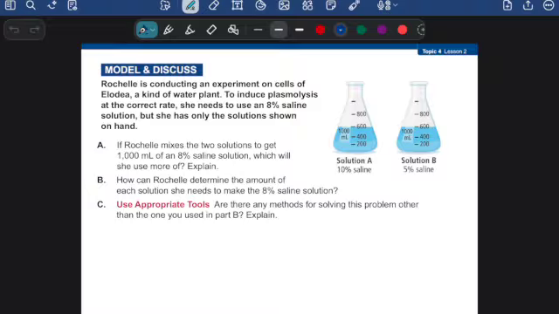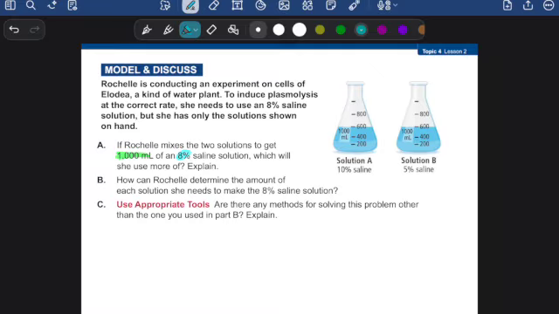Part A, if she mixes the two solutions together to get 1,000 milliliters of an 8% saline solution. So these are the numbers. We have a total volume and we have a total percentage concentration. So which one will she use more of? Well, if she's wanting 8%, 8% is closer to 10% than it is to 5%. So she's going to use more 10% solution and dilute it with a little bit of the 5% solution.